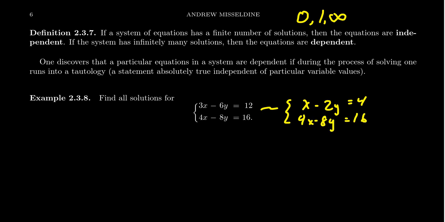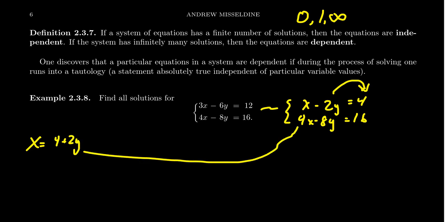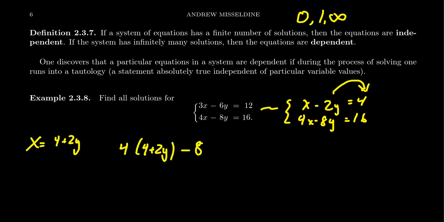I can then easily solve the first equation for x, right? If I just move the 2y to the other side, we're going to get that x equals 4 plus 2y. I then want to substitute that into the other equation for x there. So if I do that, we're going to get 4 times (4 plus 2y) minus 8y. That's then going to equal 16.